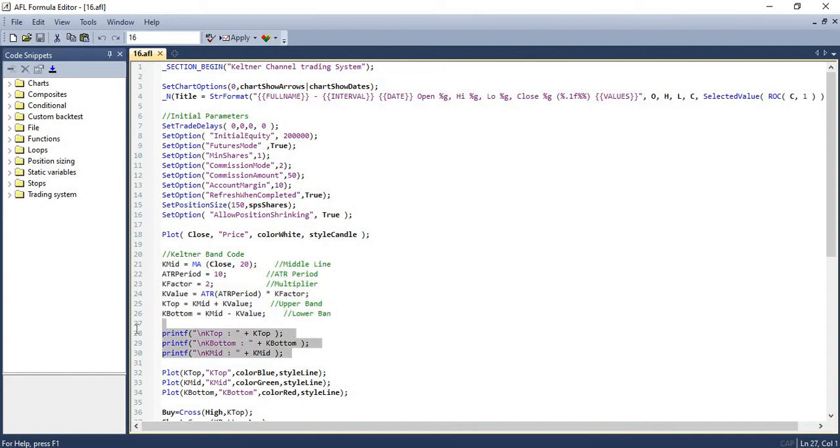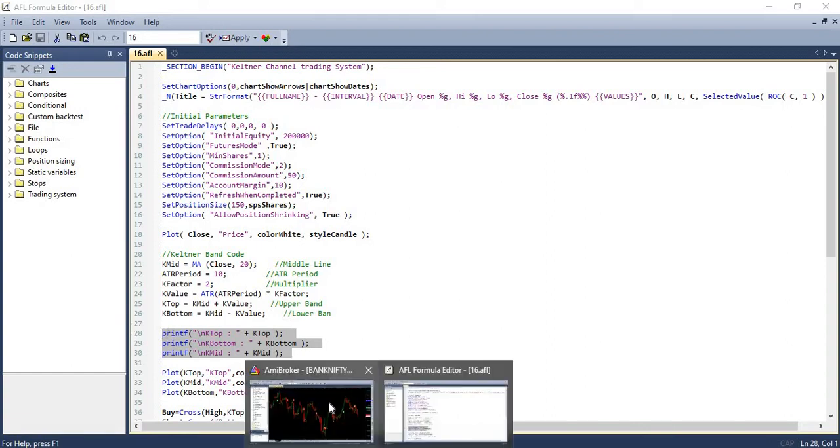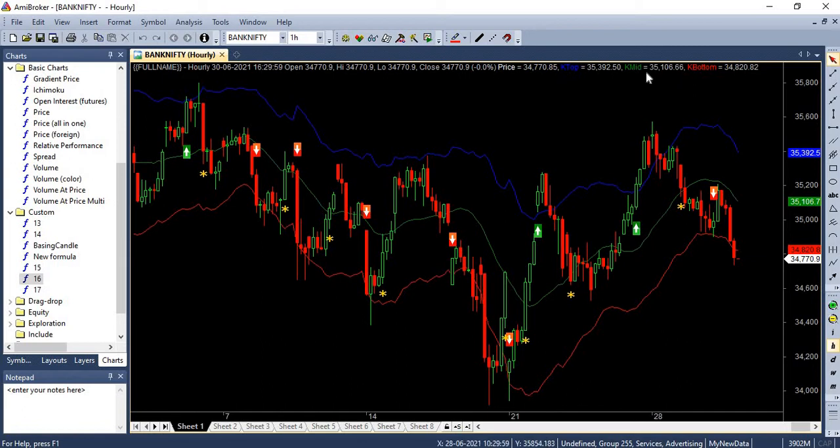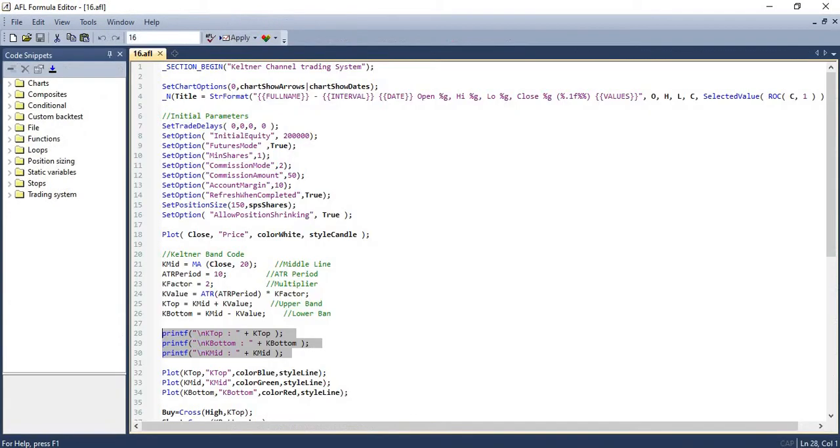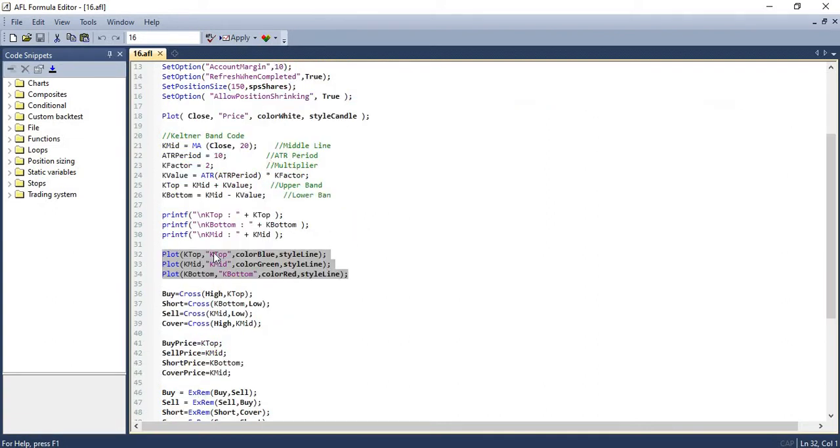Now the next three lines are used to print the current value of all three Keltner bands in the chart. This will be visible at the top of the chart. If you look here, you will get the current top, mid and bottom band values in the chart. Now the next three lines are used to plot all three Keltner bands in the chart. Here we are just calculating the values, so we need to plot them, and these three lines of code are used to plot them in the chart.